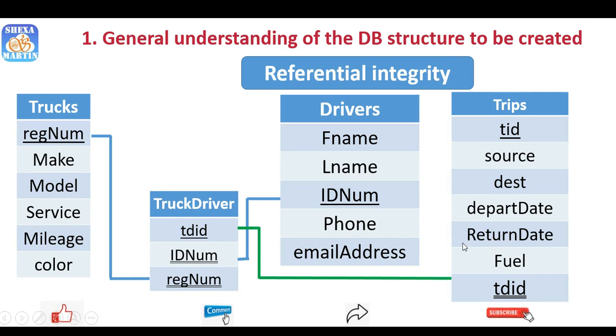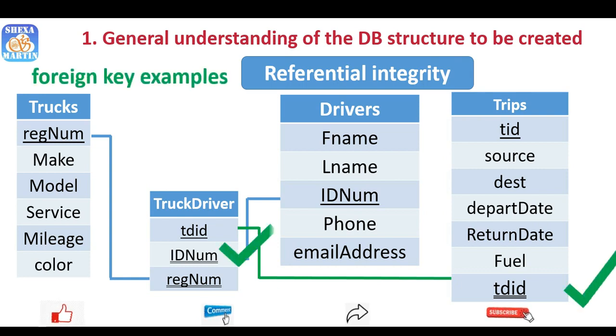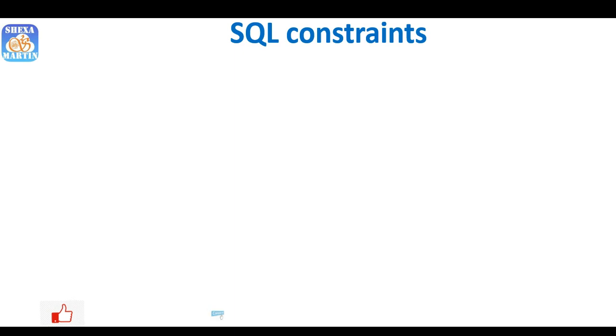So which of these are the foreign keys? I think everybody knows this because we've talked about it in our first video tutorial in this series. So these are the foreign keys: idnum, regnum, and ttid. So clear examples. So foreign key constraint identifies the relationships between the database tables.